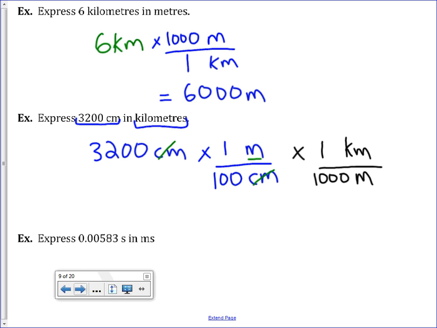When we do all that, we will get 0.032 kilometers as our answer.